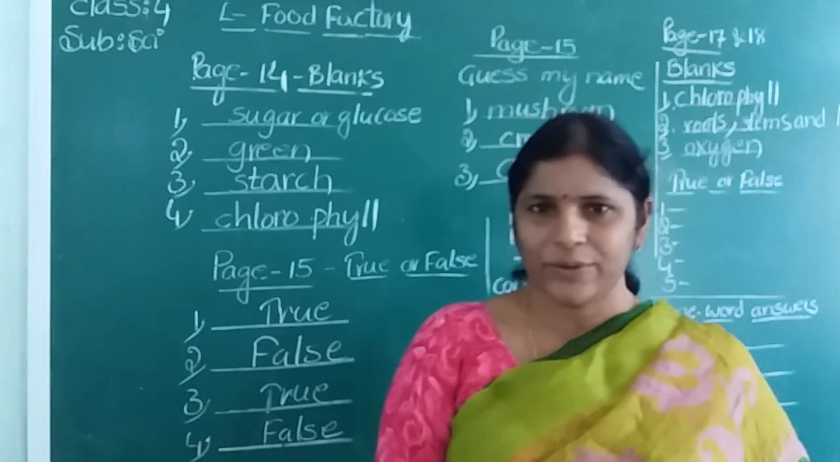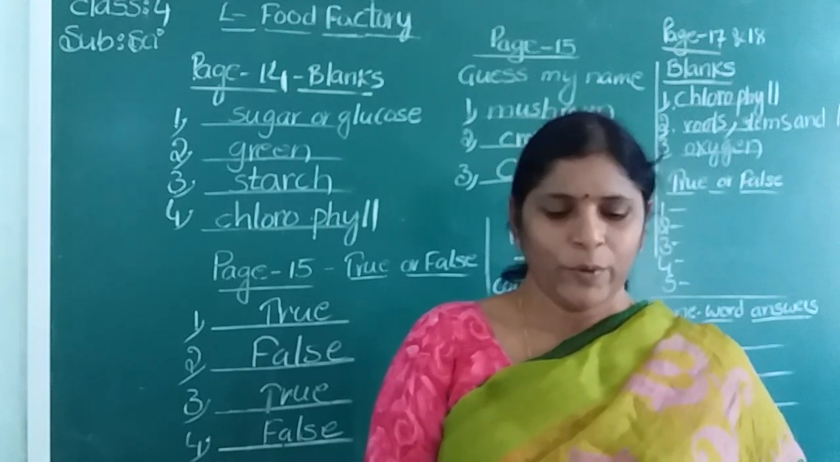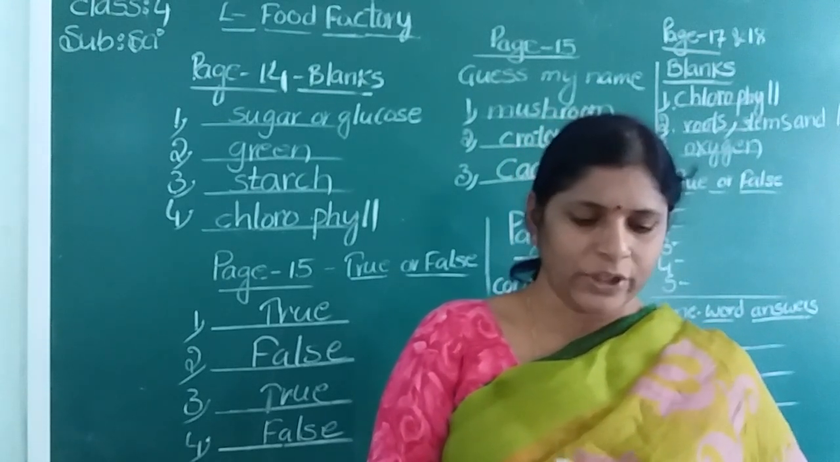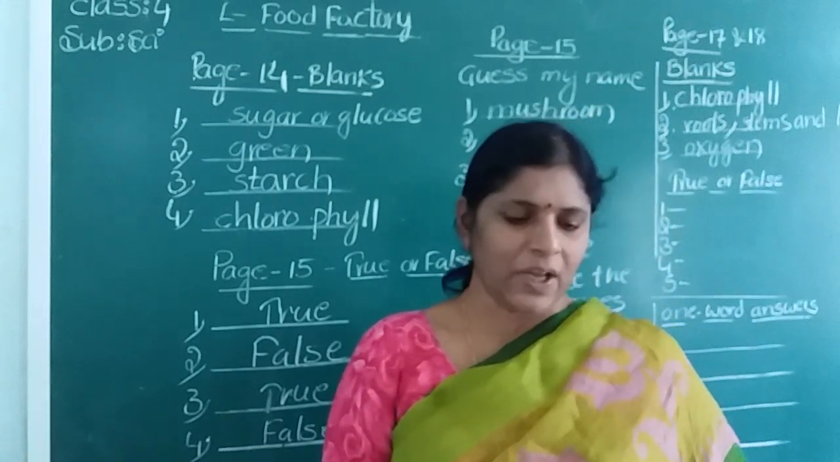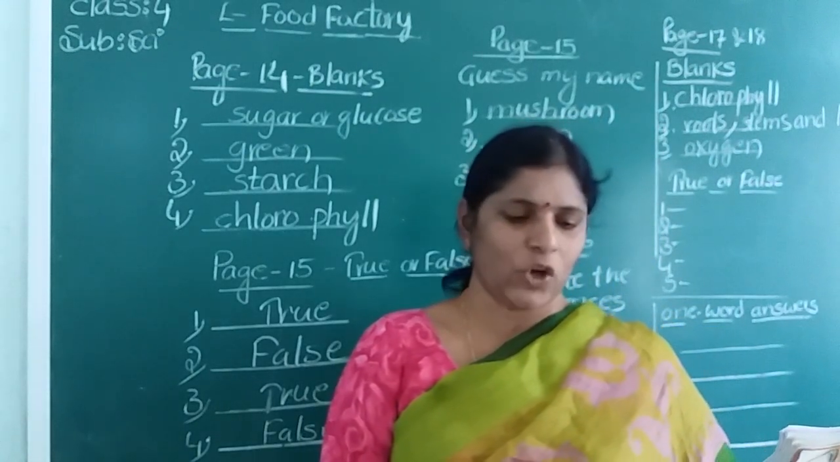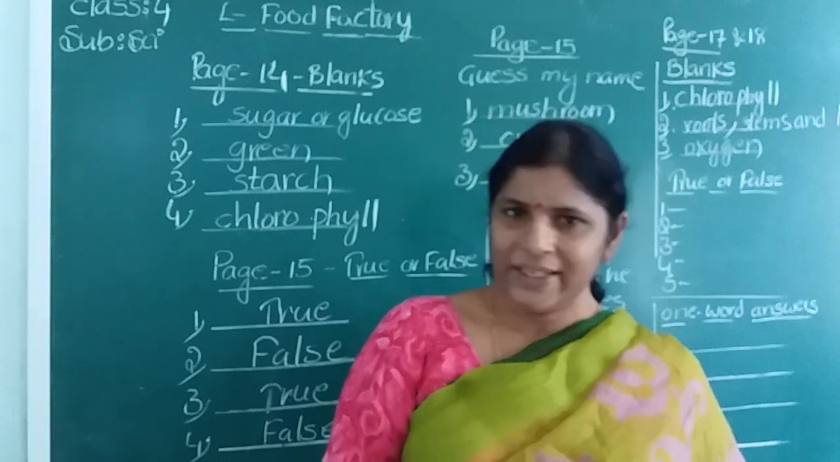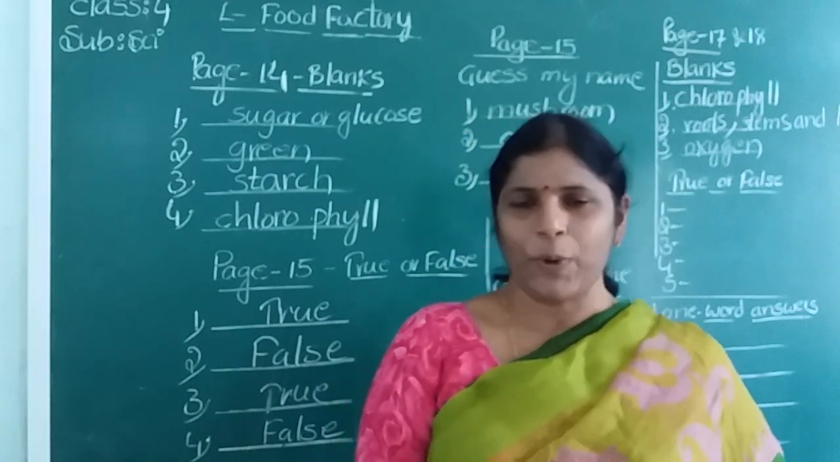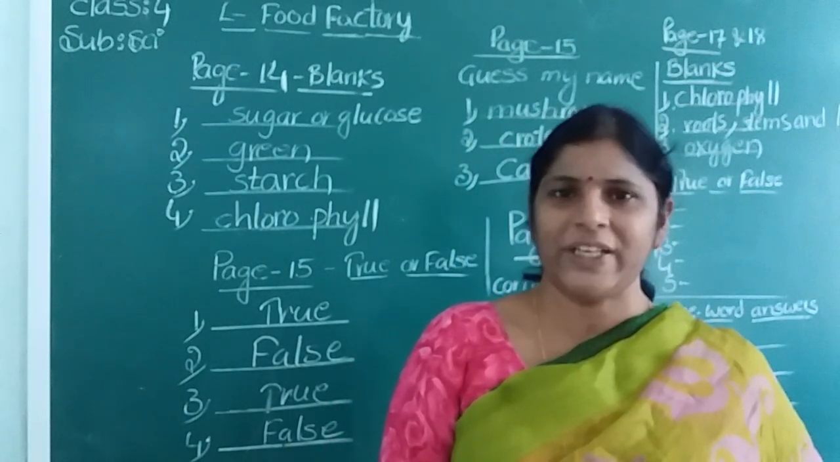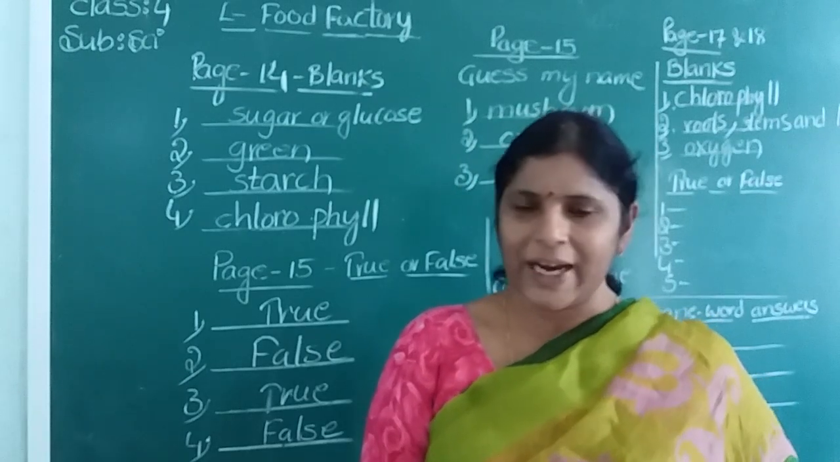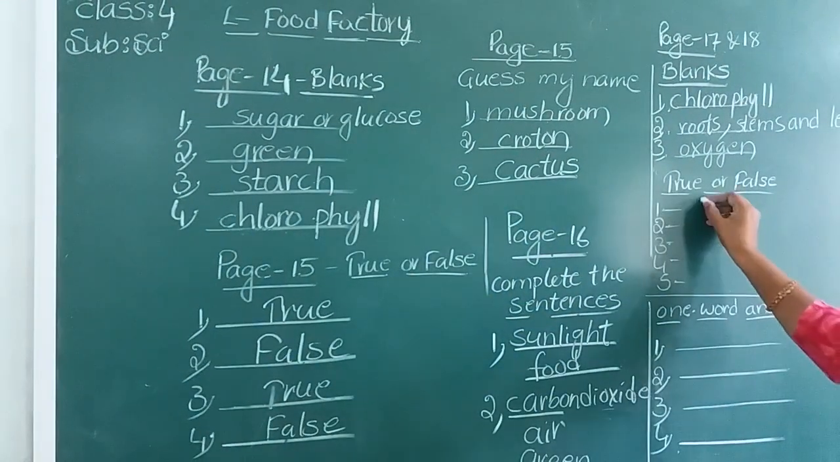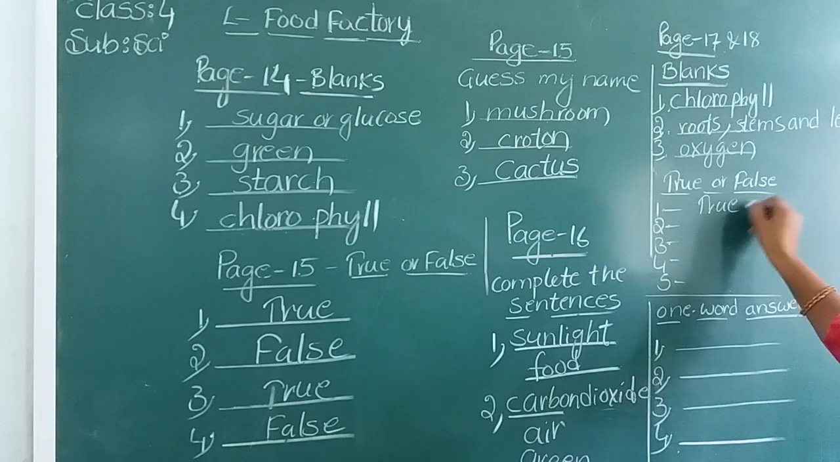Now, true or false. Shall I read the question? Are you listening? Okay, listen. First question, true or false? The process of food making in plants is called photosynthesis. Is it true or false? The process of making food is called photosynthesis only. That's why this statement is true. This is correct.